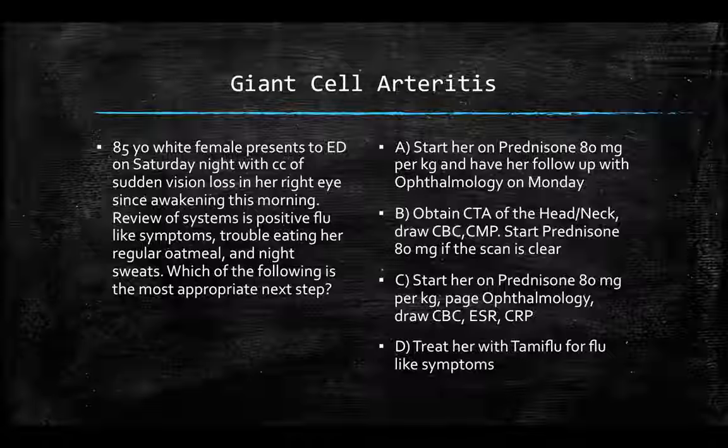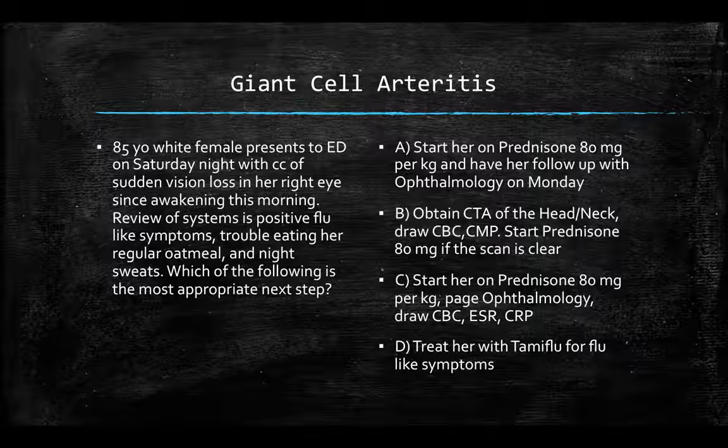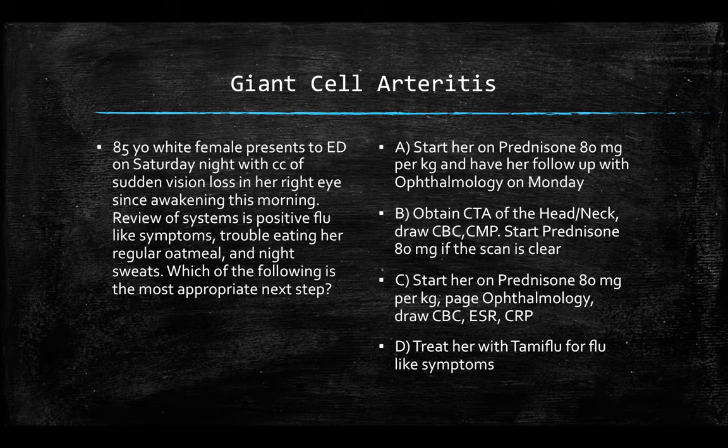CTA of the head and neck vessels is a reasonable idea. We can talk about that a little bit later on in the discussion, but the most critical thing is to get the prednisone started right away and to draw the markers that are common for this type of vasculitis. And then answer D is obviously incorrect.